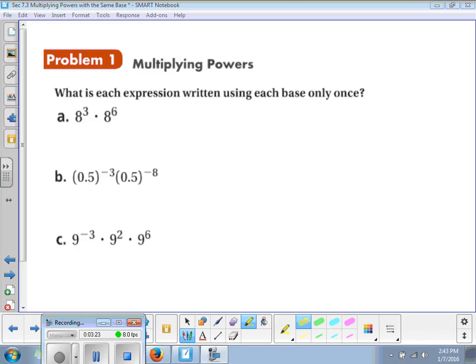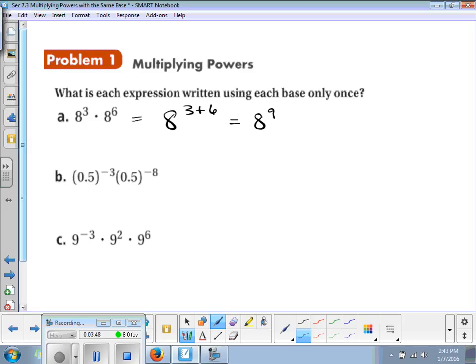Okay? So here we have 8 to the 3rd times 8 to the 6th. And of course, the way we show our work is we're just going to show that we're adding the exponents. So we have 8 to the 3 plus 6. And that's going to give us 8 to the 9th. Okay?